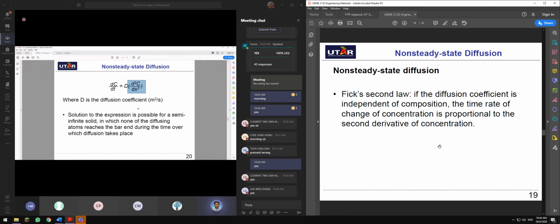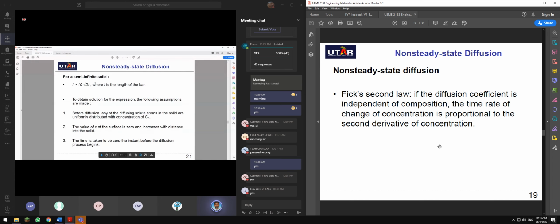Semi-infinite solid means your surface is CS, the surface, and it extends in one direction, a single plane, to infinity, in which none of the diffusing atoms reaches the bar end during the time over which diffusion takes place. So this is your bar. None of the diffusing atoms reach the bar end, so it is infinite. Theoretically, this explains what a semi-infinite solid is. For a semi-infinite solid, the length L of the bar must be more than 10 times the square root of Dt.